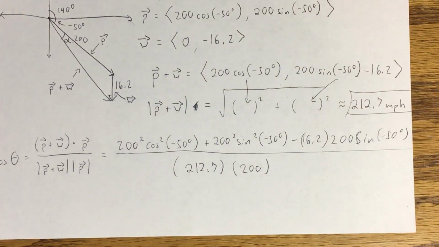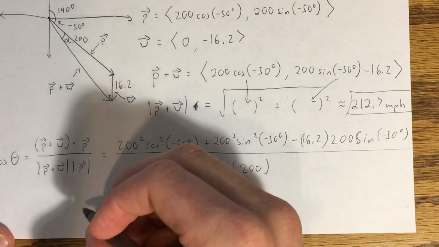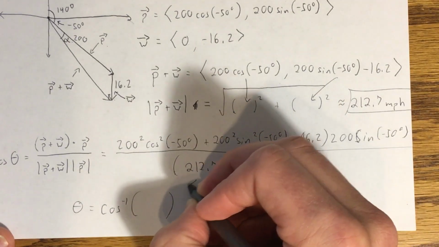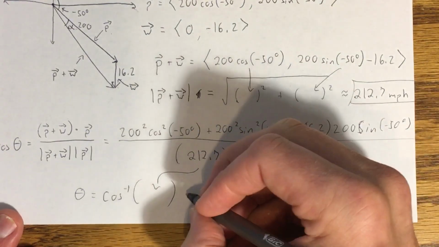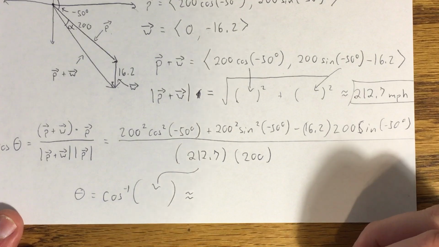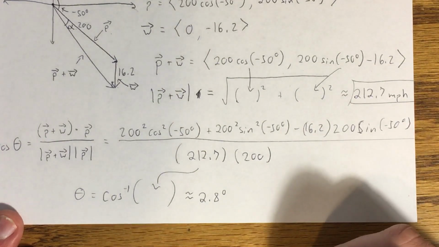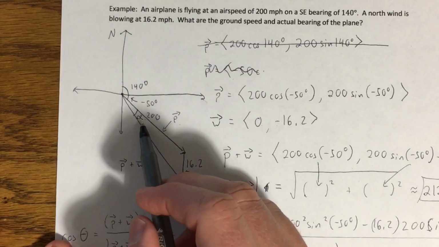Okay, so all of this is going to get fed into a calculator, and what we want to do from here is calculate the bearing by taking an inverse cosine of this. So theta is equal to the inverse cosine of all this. And again, for the sake of time and space, I'm not going to compute all of that. I have the answer right here. It should be approximately 2.8 degrees.